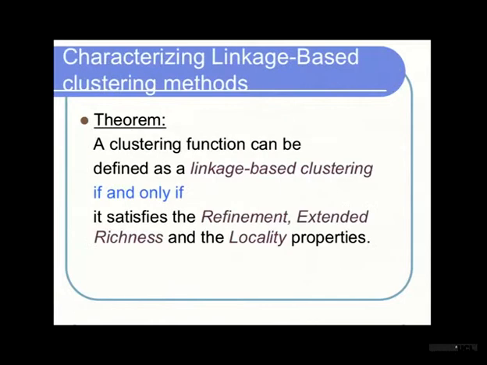We also have a notion of richness, and then we get a theorem that says that a clustering function can be defined as linkage-based clustering if and only if it satisfies those 3 properties. So it turns out that all linkage-based clustering, no matter how you do the linkage, satisfies the refinement, extended richness, and the locality property that we just talked about, and no other function satisfies it. So every clustering function that doesn't satisfy those 3 properties cannot be obtained through a linkage-based procedure.